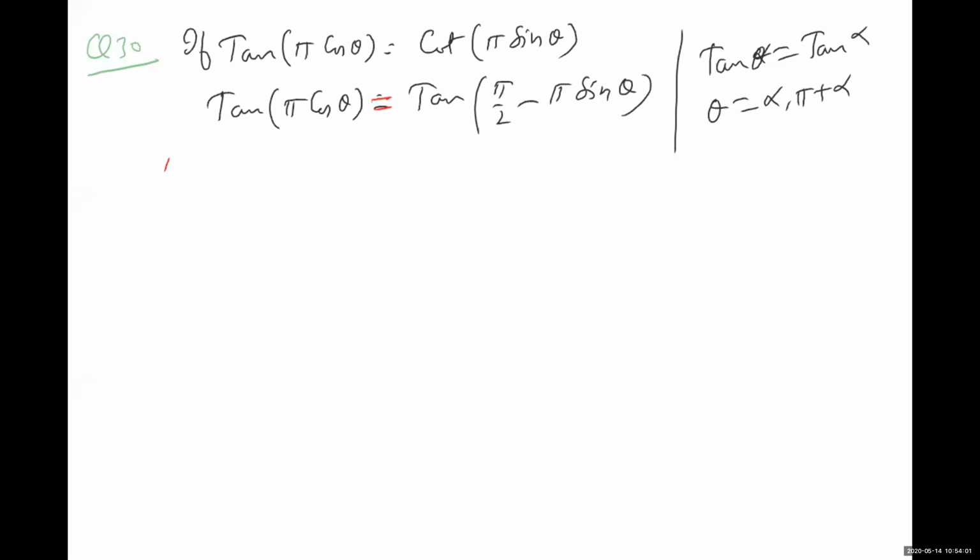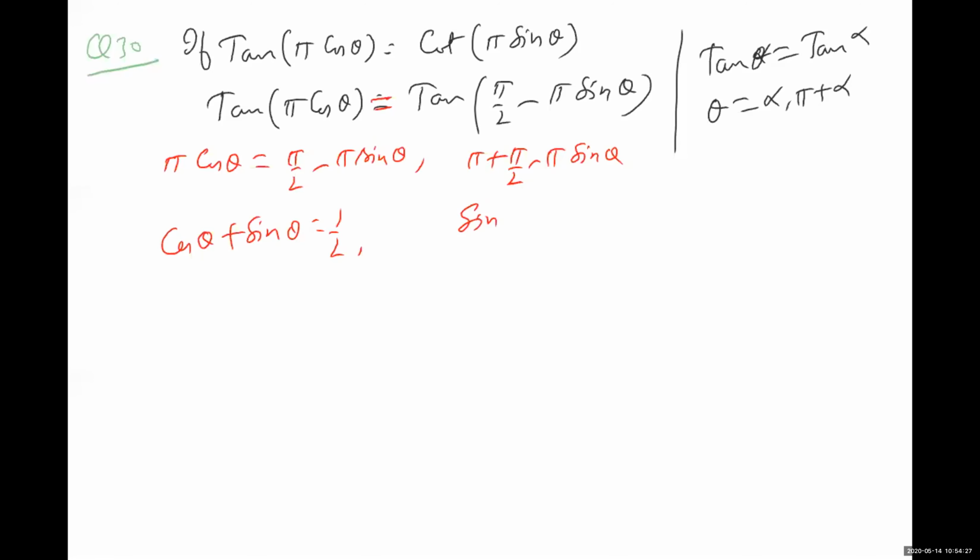So pi cos theta will be pi by 2 minus pi sin theta, or pi cos theta is equal to pi plus pi by 2 minus pi sin theta. Pi will cancel. So from here you will get cos theta plus sin theta is equal to half. And from here you will get sin theta plus cos theta is equal to 3 by 2.